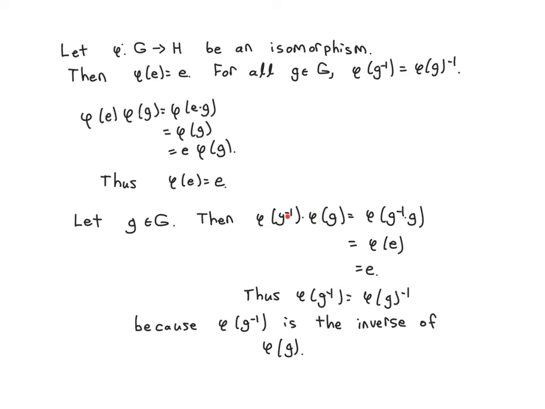So let's check this multiplication and see that we get the identity. Because phi preserves products, phi of g inverse times phi of g is phi of g inverse times g. Cancellation, that gives you the identity. By the previous property, phi of e is e. So phi preserves inverses.